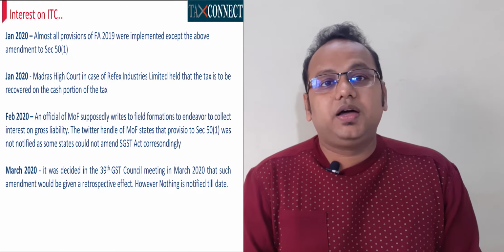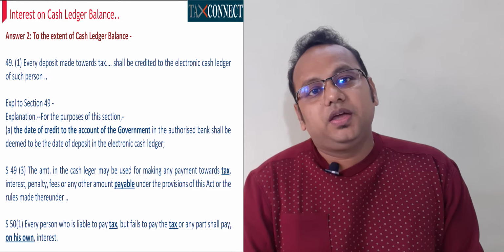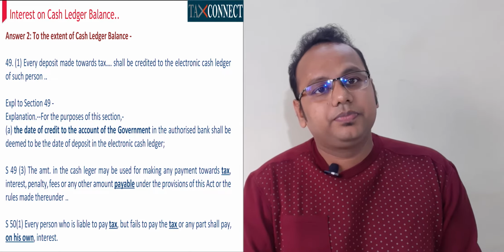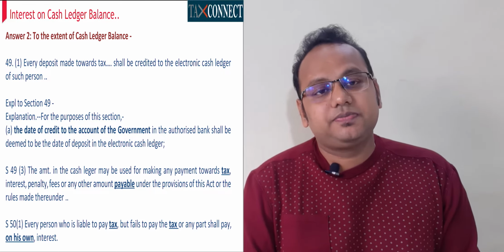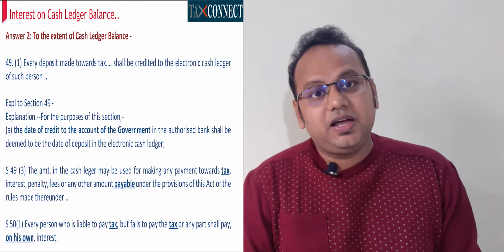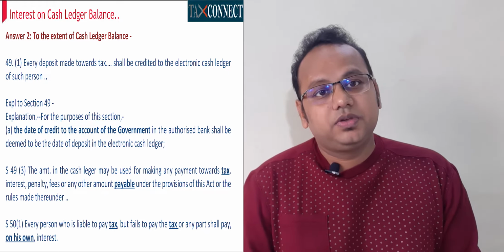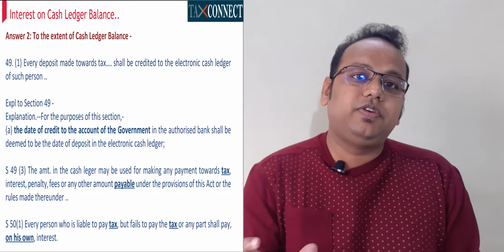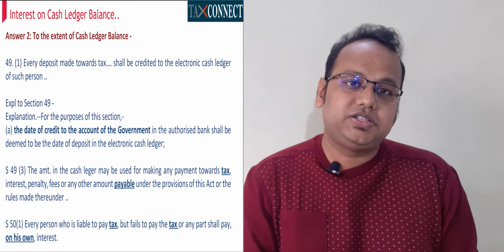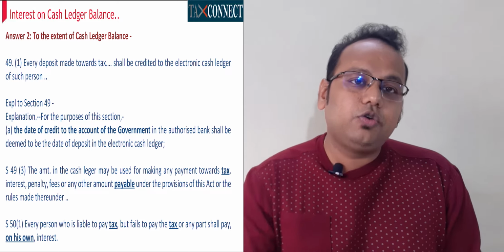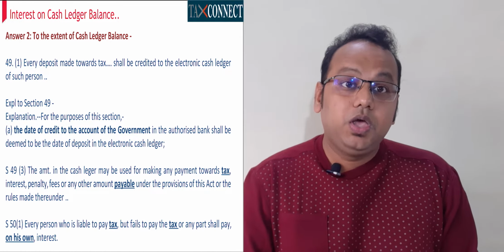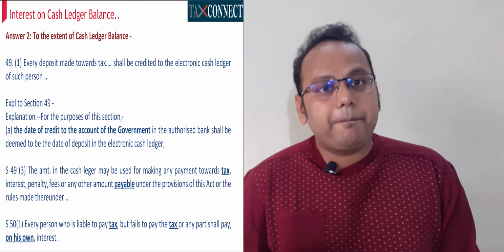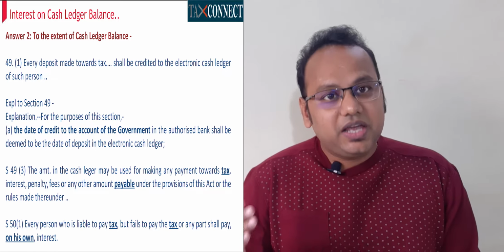Now, the next question is what about the balance lying in the cash ledger? In our example, although the tax payable is 100 rupees, 50 rupees is on the ITC ledger balance. So, it has been clarified that interest would not be leviable on this 50 rupees which is available in the ITC ledger. However, for the 50 rupees available in the cash ledger, if the GSTR 3B is not filed and the payable amount is not set off, is interest applicable?